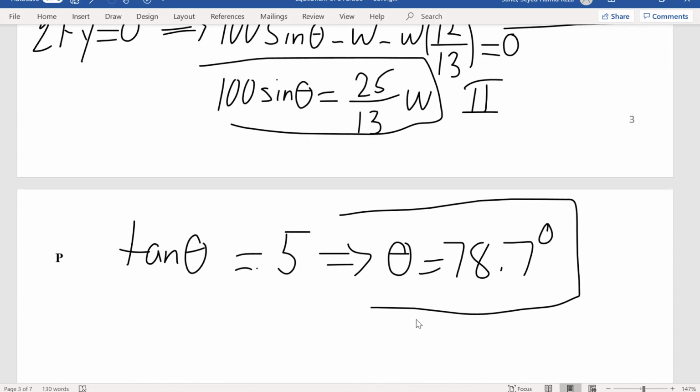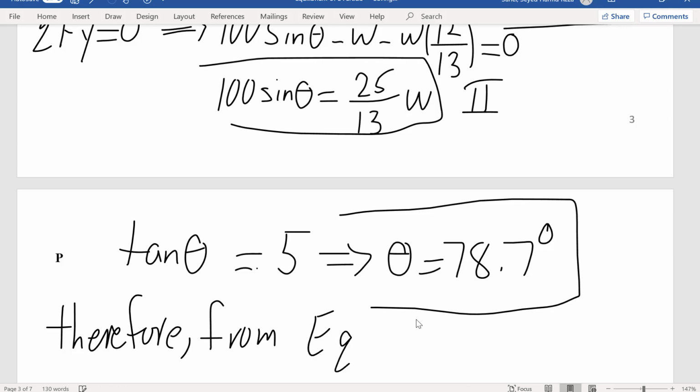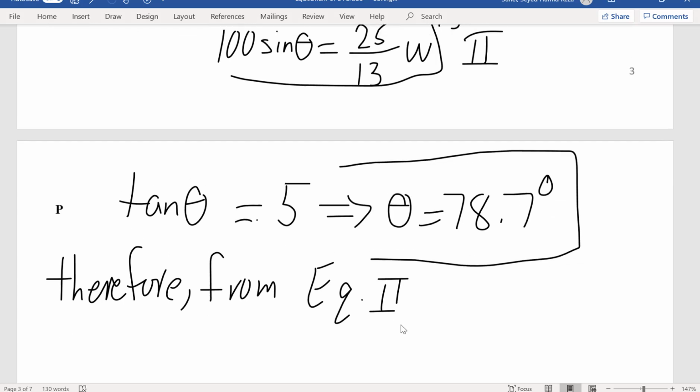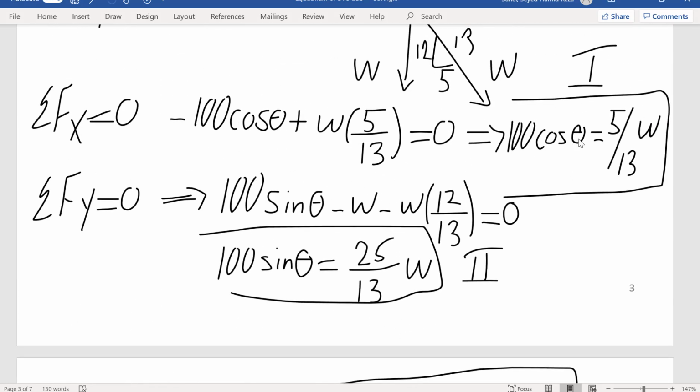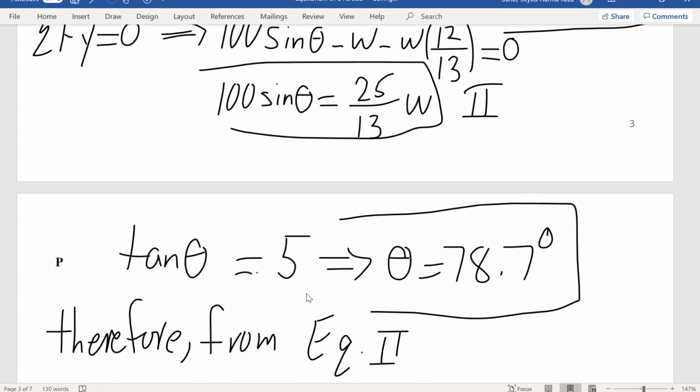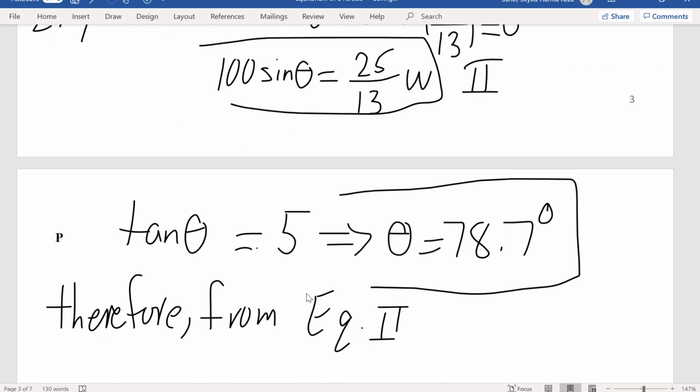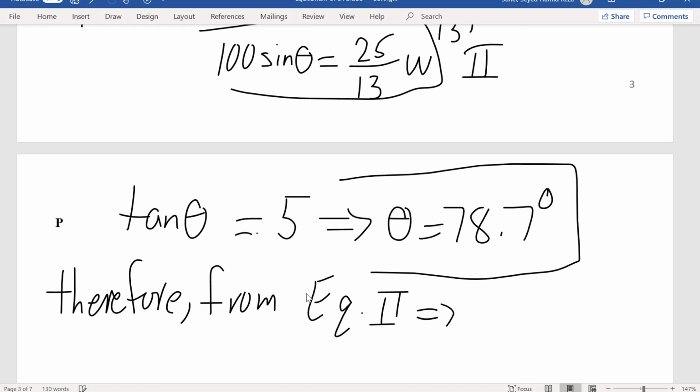Now if I go to equation 2, or we could use equation 1 here to find W, we can put theta in either of the equations. W will be 51 pounds.